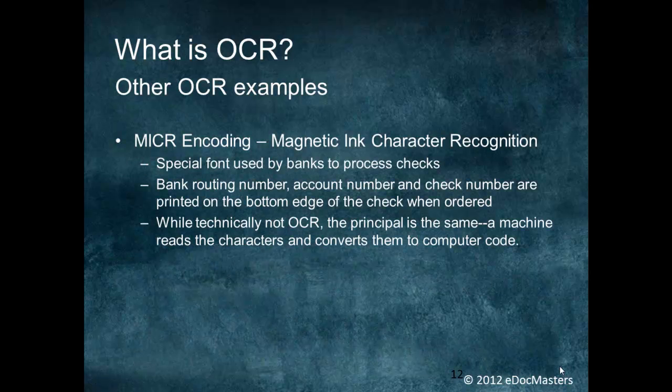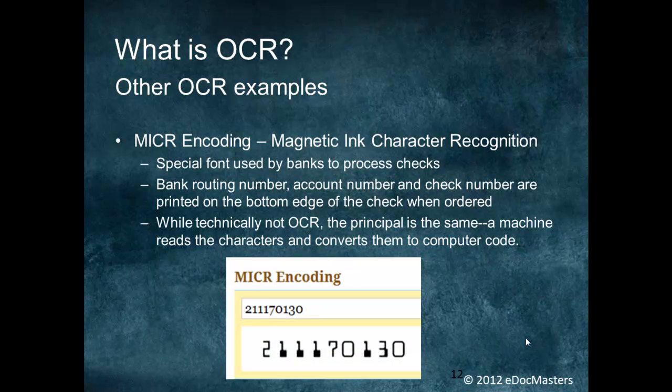Let's talk about some other OCR examples you may have seen and describe what they look like. First is microencoding, magnetic ink character recognition. It's a special font used by banks to process checks. The bank routing number, the account number, and the check number are printed on the bottom edge of the check when you place an order. While technically not OCR, the principle is the same. The machine reads the characters and converts them into computer code.